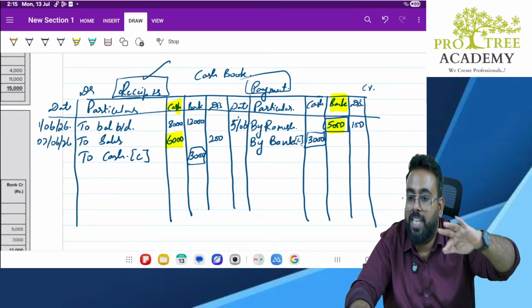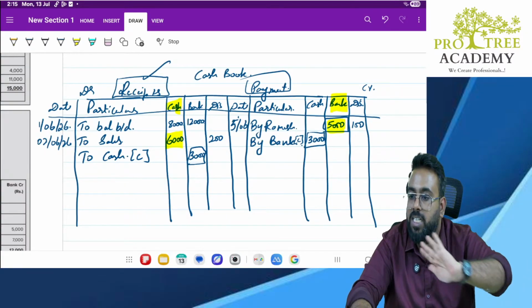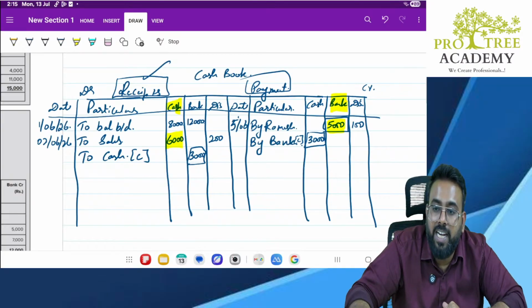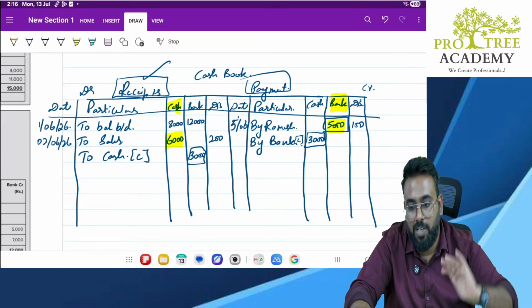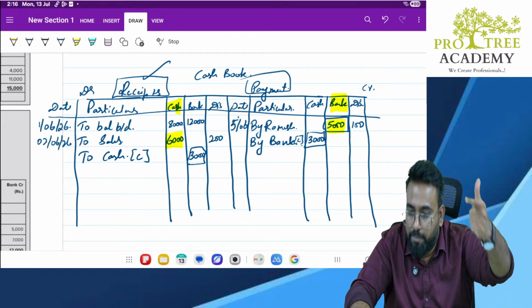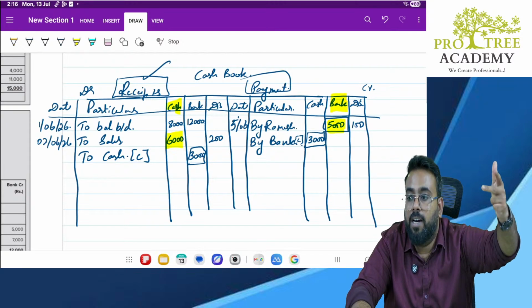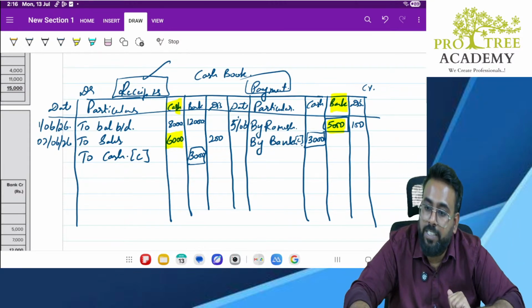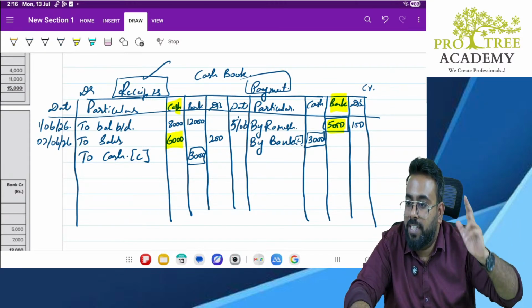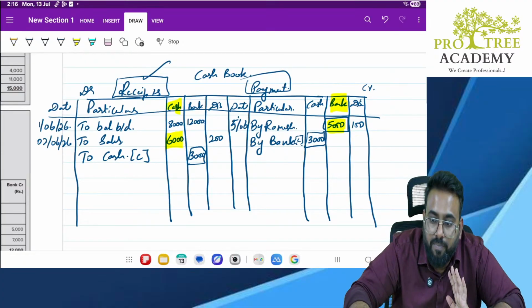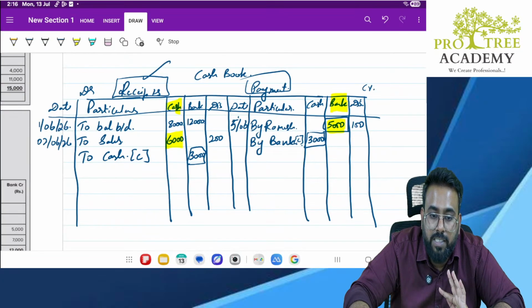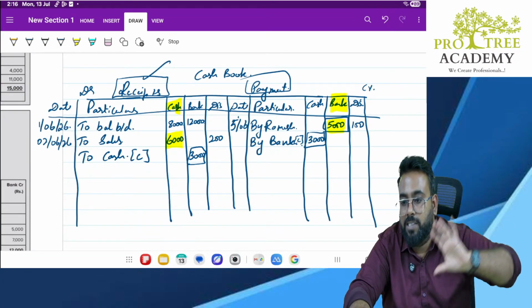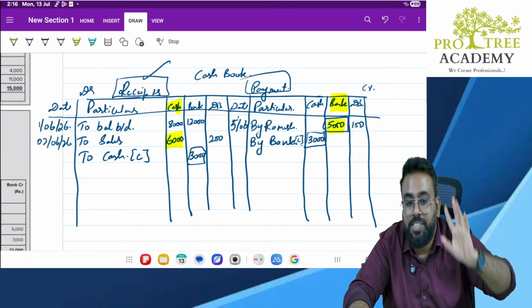Ultimately, your cash and cash equivalence doesn't change. Sir, what is cash and cash equivalence? Cash and cash equivalence means cash, bank balances and short-term FDs. Short-term FDs, sir, which have a maturity of less than 12 months. Clear? These three things will be considered as cash and cash equivalence.